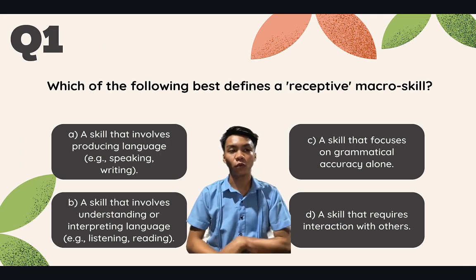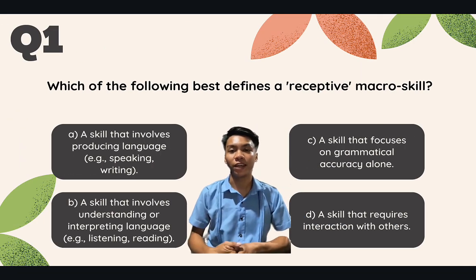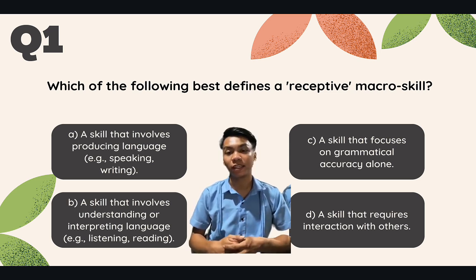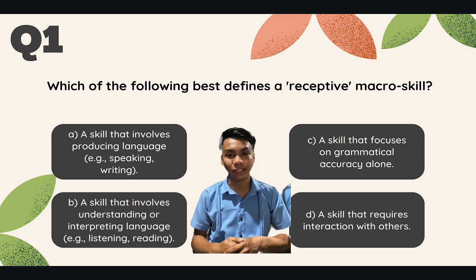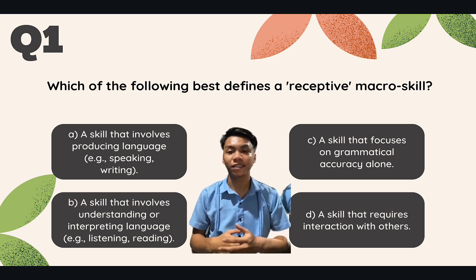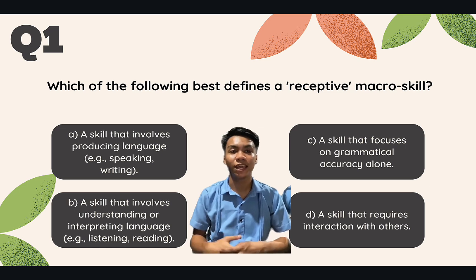For question number 1, which of the following best defines receptive macro skills? A. Skills that involve producing a language, for example, speaking and writing. Letter B, a skill that involves understanding or interpreting language, for example, listening and reading. Letter C, a skill that focuses on grammatical accuracy alone. And lastly, letter D, a skill that requires interaction with others. I give you 5 seconds to think what is your answer.